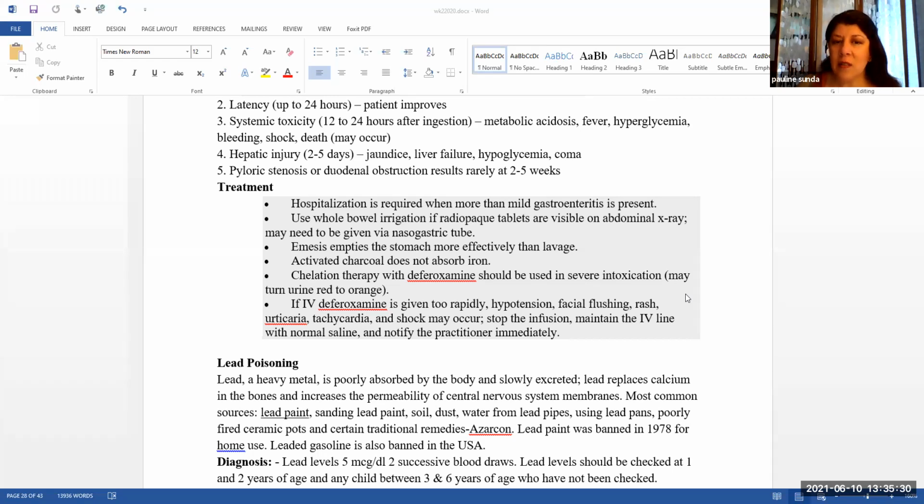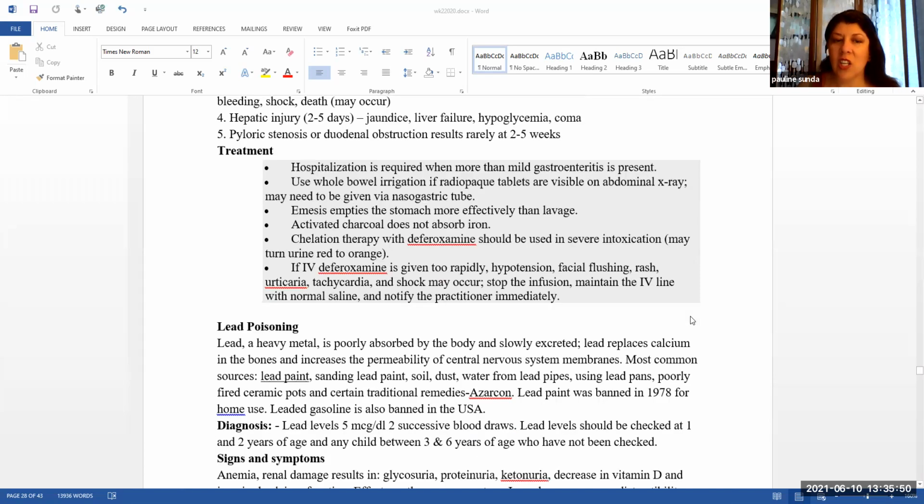If IV deferoxamine is given too rapidly, the patient can develop hypotension, facial flushing, rash, urticaria, which is a fancy way of saying itching, tachycardia, and shock may occur. You want to stop the infusion, maintain the IV line with normal saline, and notify the practitioner immediately if this occurs.